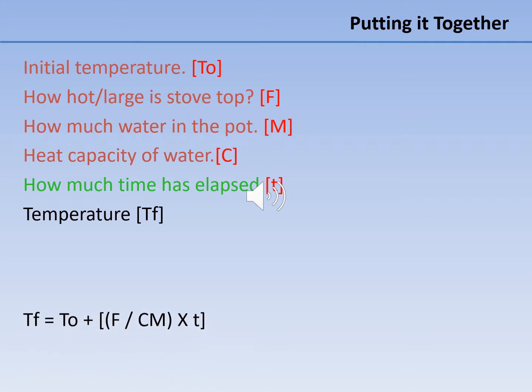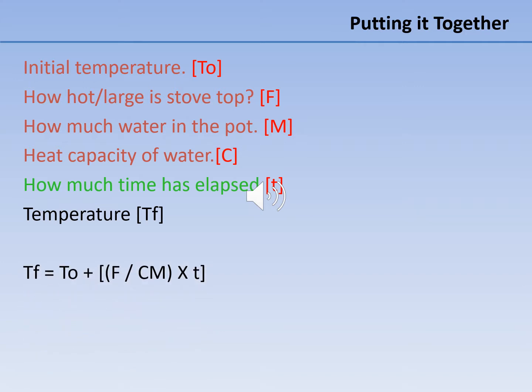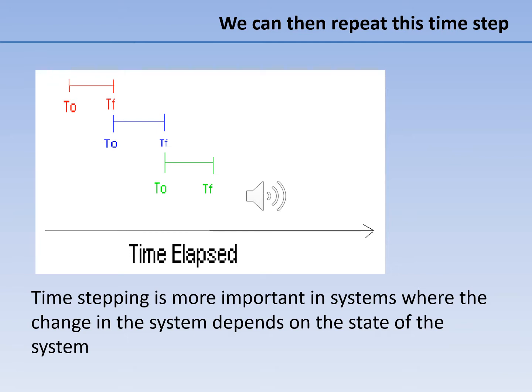So if you put all the variables together, the temperature is equal to the initial temperature plus how hot or large the stovetop is divided by how much water is in the pot multiplied by the heat capacity of the water, all of that multiplied by how much time has elapsed. We can then repeat this time step. Time stepping is more important in systems where the change in the system depends on the state of the system. Does this sound right? Yes or no?